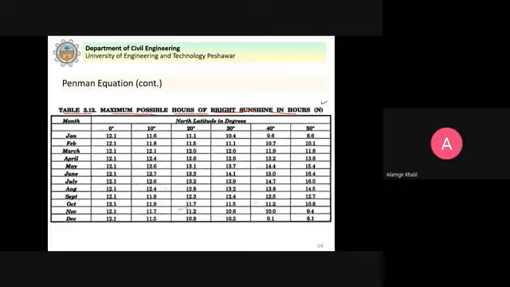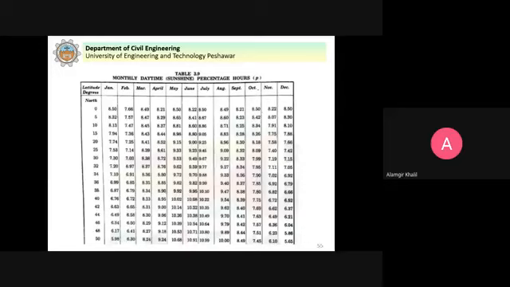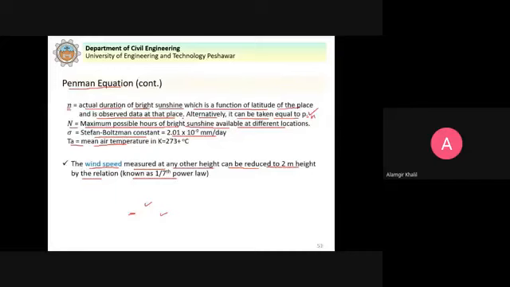We can have this table for the south latitude in degrees. So we have this latitude in degrees and we have these months. From this table we can pick maximum possible hours of bright sunshine in hours. And this is P, the small n that is given in the formula here, the actual duration of bright sunshine, which is a function of the latitude of any area.